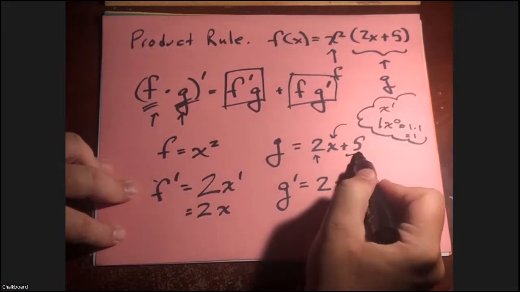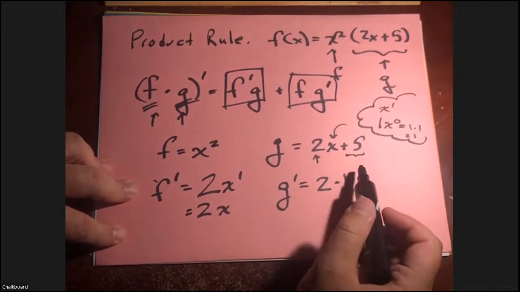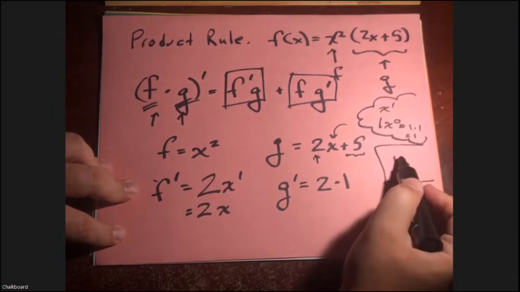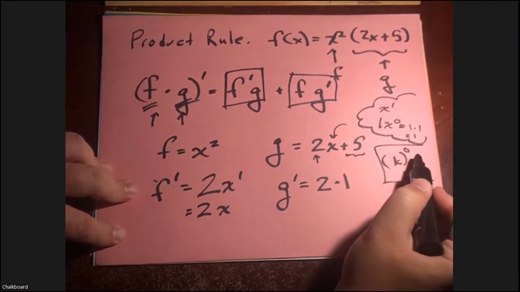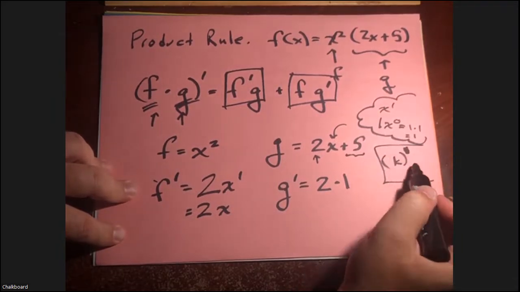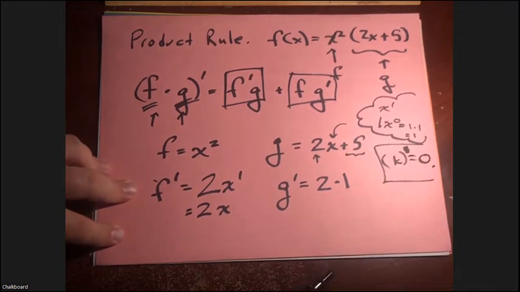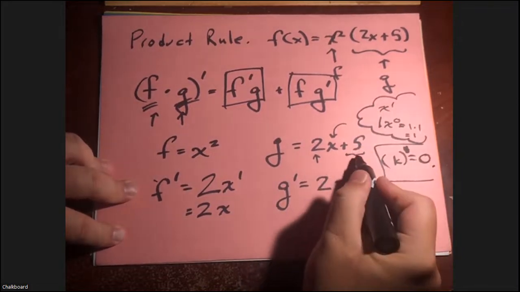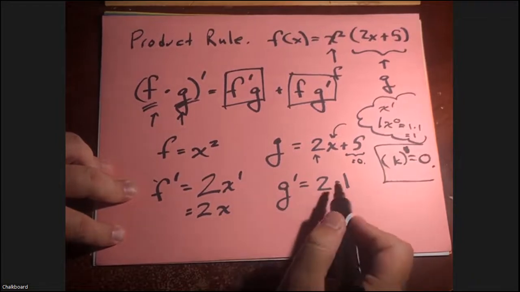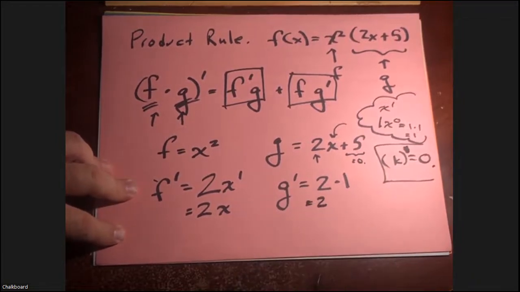And now how about this thing right here? What happens when you take the derivative of 5? Recall the constant rule. The derivative of any constant is going to be 0. So the derivative of 5, therefore, is 0. In other words, g prime is simply 2 times 1, or 2.